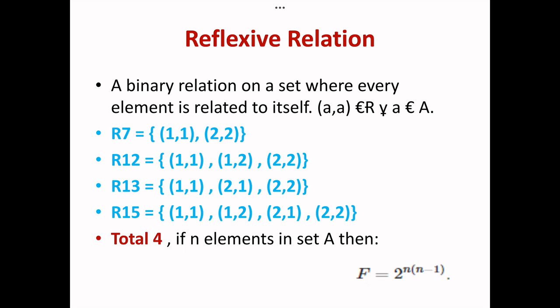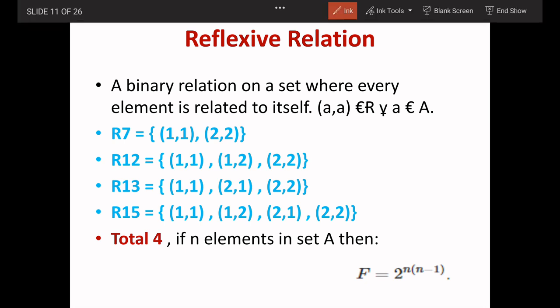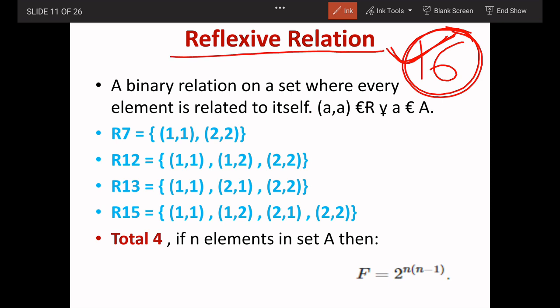Now I will explain what we actually want to teach you. Once we have created a total of 16 relations, in these 16 relations, how many are reflexive, how many are symmetric, how many are antisymmetric, and how many are transitive, and which one is an equivalence relation. This is the question we want to teach you. So the first one is reflexive relation.